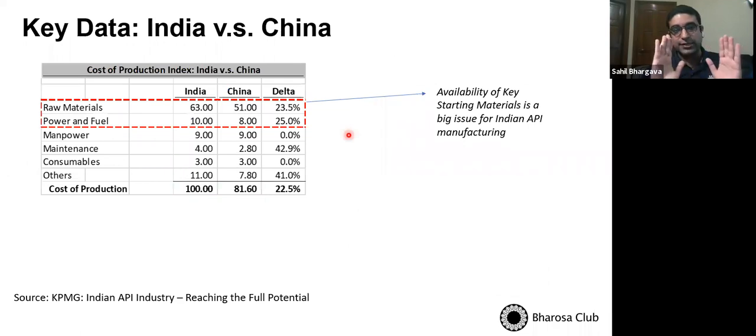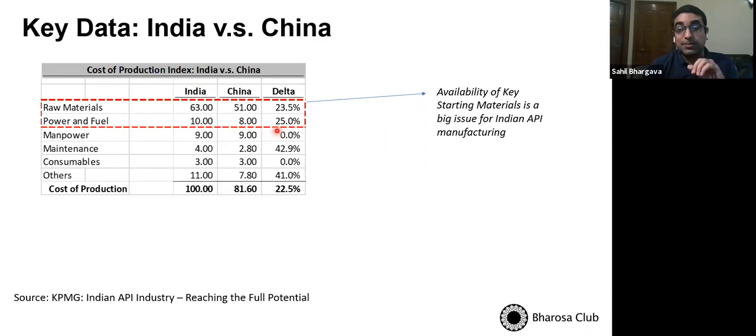This was a really key data chart that I found in the research, which really needs to be studied and understood. So if we look at the cost of production index of producing APIs between India and China, a couple of very, very salient details come out. While there's very little delta between the labor costs, in fact, this source said there was zero delta between the labor costs, but I found others saying China was a little cheaper.